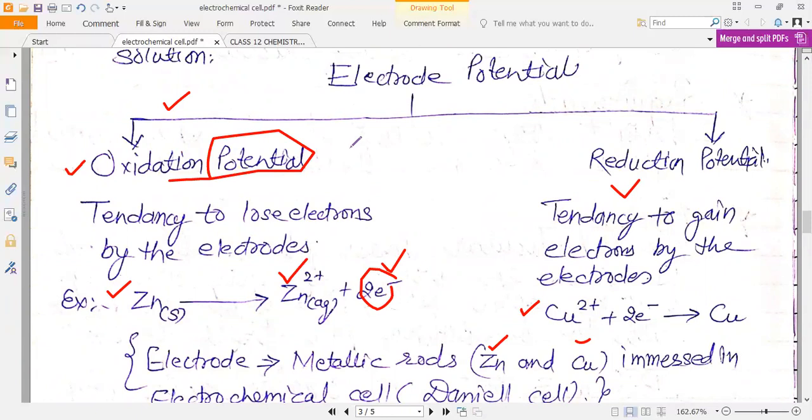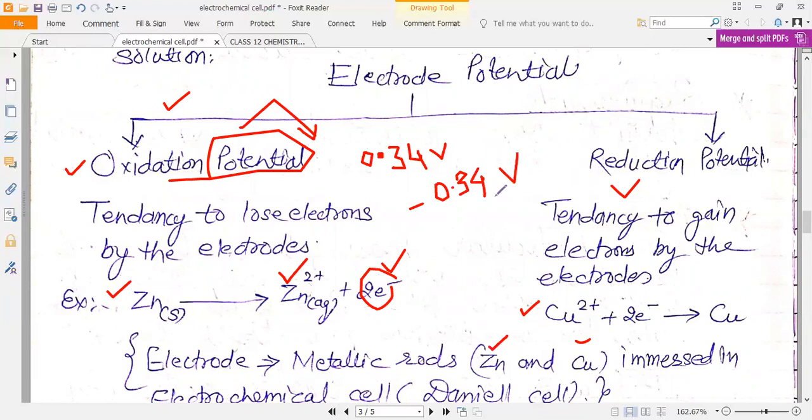Suppose any electrode has a reduction potential of 0.34 volt. As an example, if any half cell has an oxidation potential of 0.34 volt, then in terms of reduction potential, how can we write it? Minus 0.34 volt.